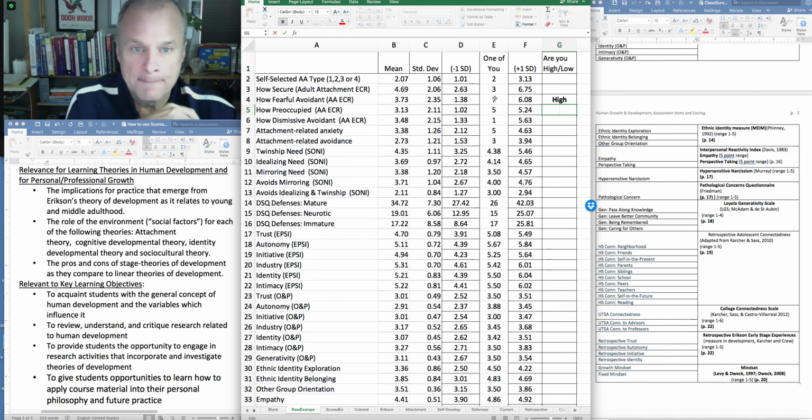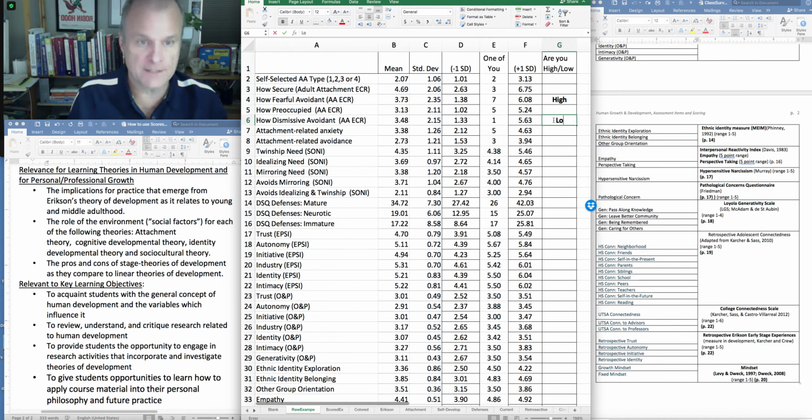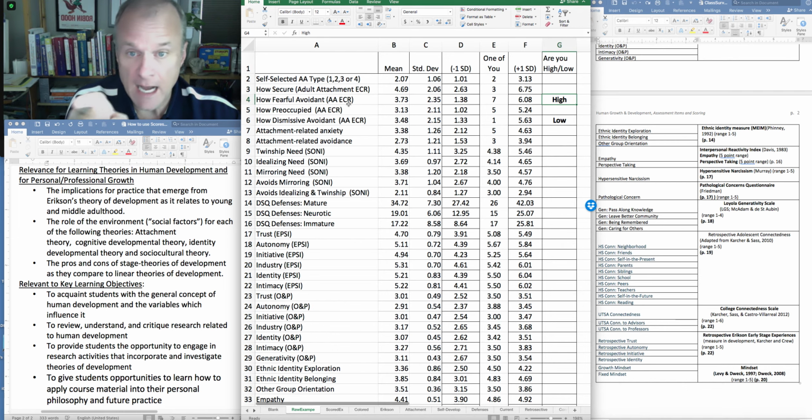Okay, so 5 is not outside one standard deviation above the mean, so we're not going to put anything there. This 1 is below, so we're going to put low. So this person, in terms of these categories, is high on fearful avoidance and low on dismissive avoidance.